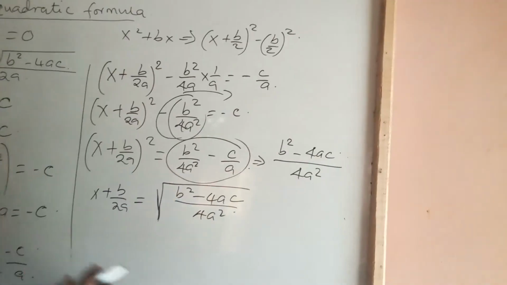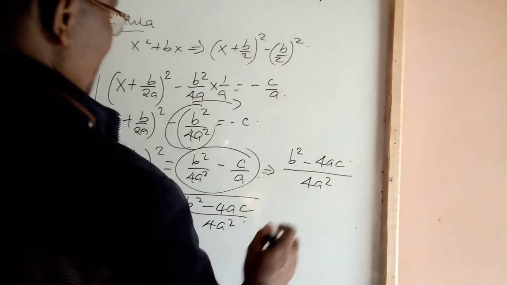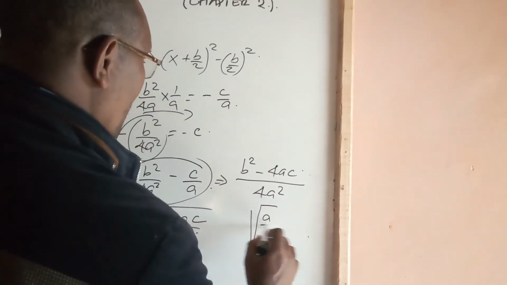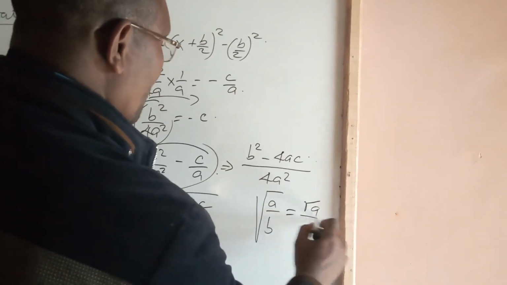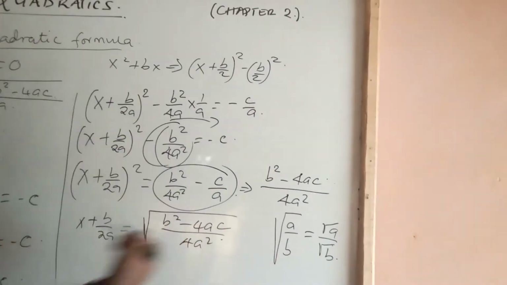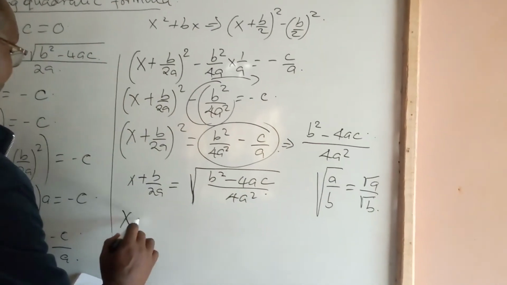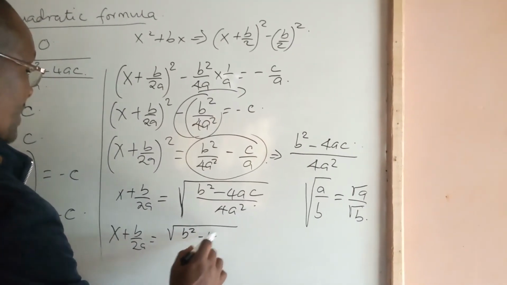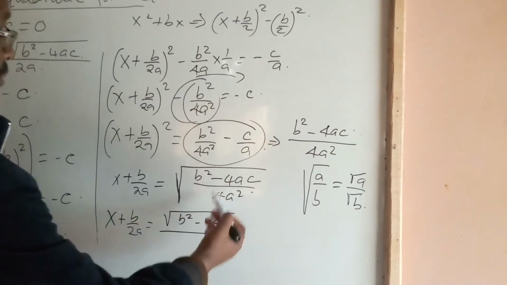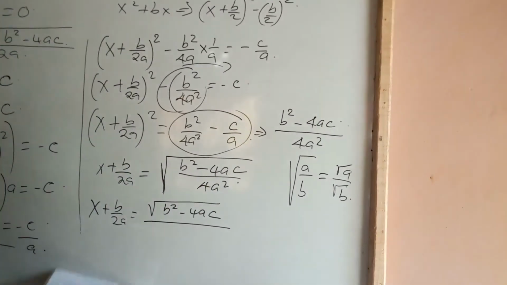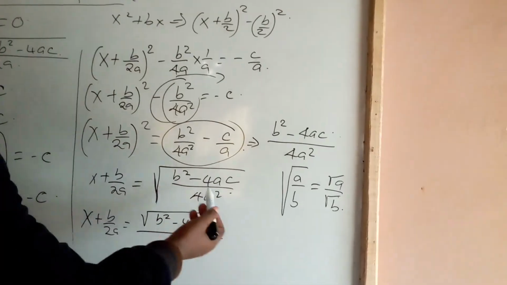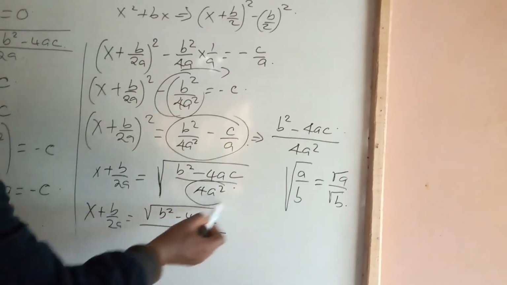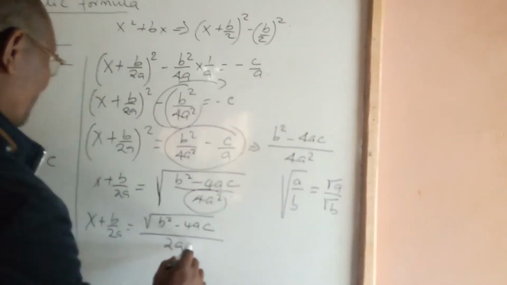4a squared. And the root, as we understood from a previous video, the root of a over b is the root of a over the root of b. That knowledge will be applied here. So we are going to have x plus b over 2a equals the root of b squared minus 4ac over the root of the denominator, which is quite terminating, it's quite perfect. The reason why we have applied this method is because we can have a terminating square root of the denominator, which is 2a.